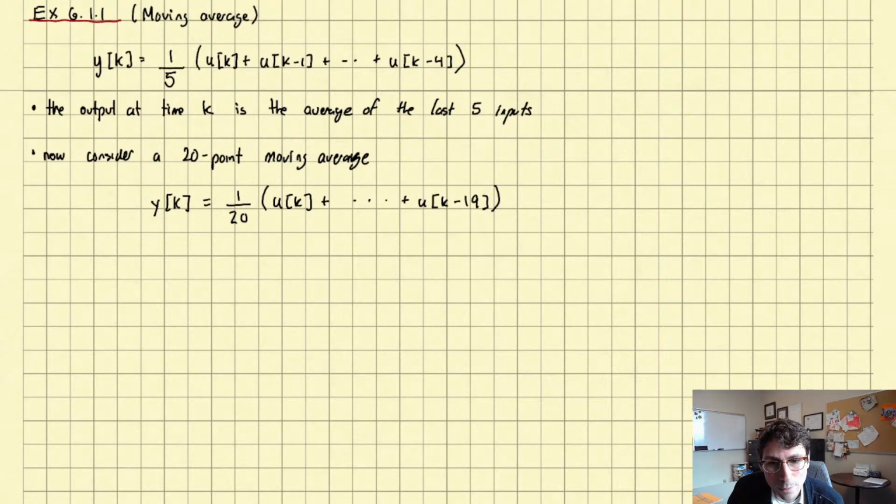Okay, so that's fine, we can do this. But now if you want to take a 100-point moving average or a 500-point moving average, we have a bit of a problem here, right? It starts to get more and more memory intensive.